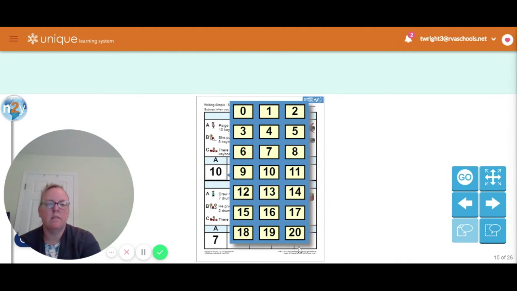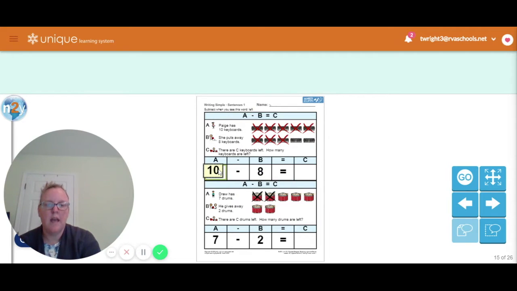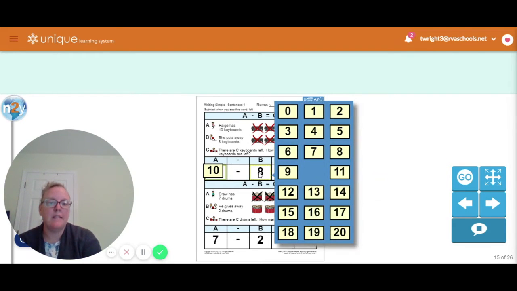Find the 10. Point to it. There it goes. 10 minus. Minus means take away. Let's find the 8. Find the 8. Point to it. Eight. There it goes.